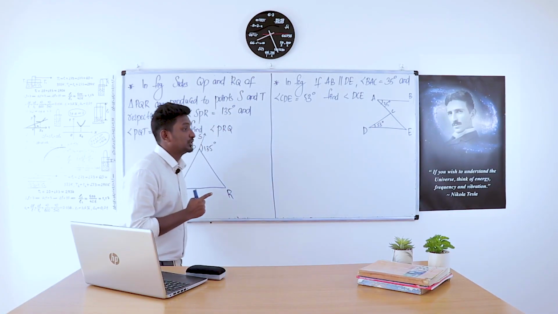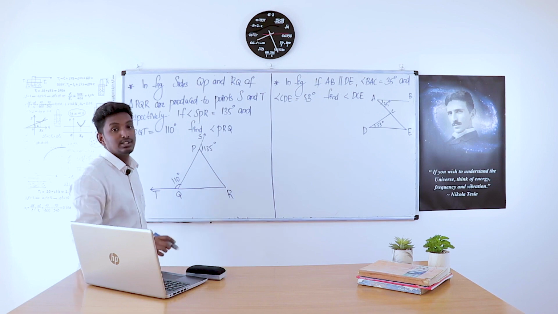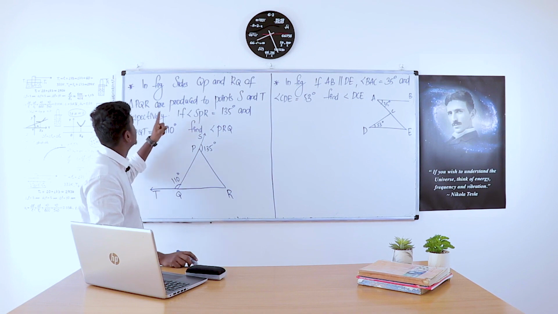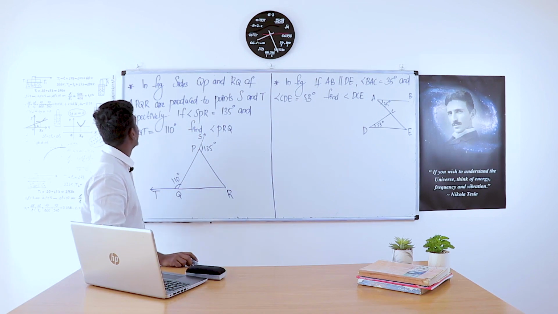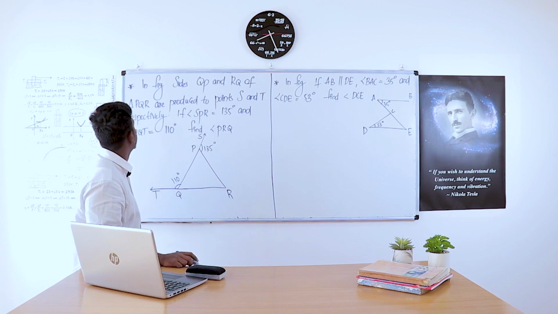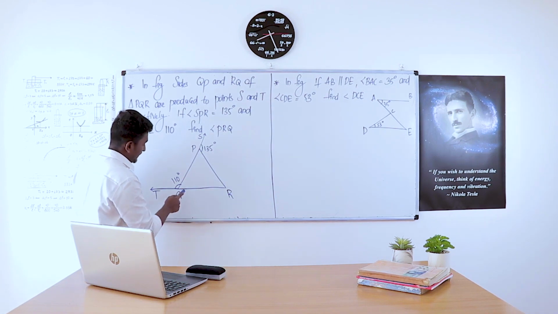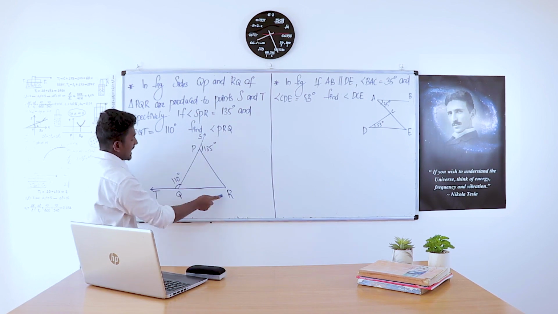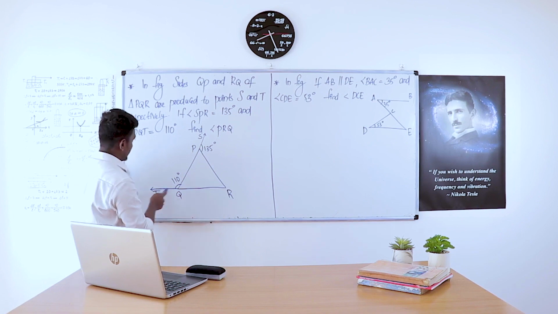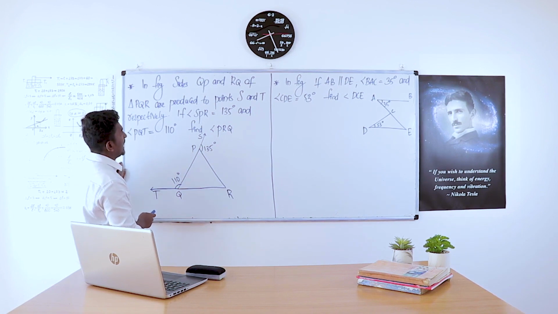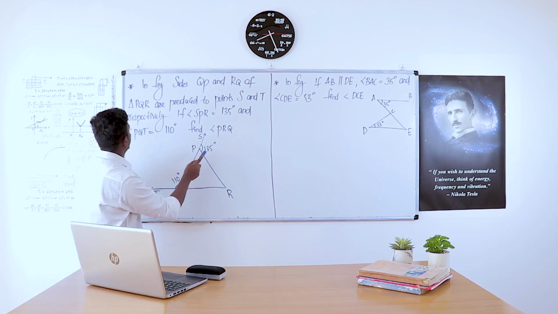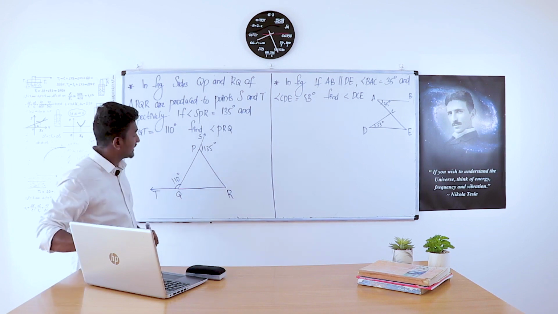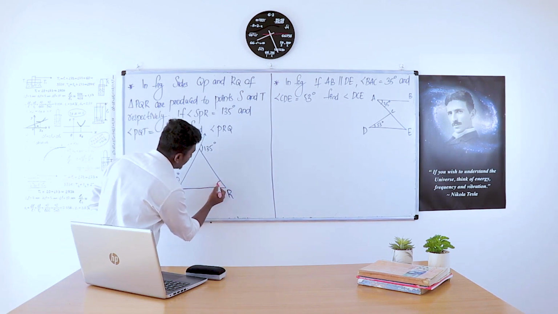Now moving to the last two problems of this chapter related to the angle sum property of triangle, which we studied right now. In the figure, sides QP and RQ of triangle PQR are produced to points S and T respectively. If angle SPR is equal to 135 degree and angle PQT is equal to 110 degree, find angle PRQ.